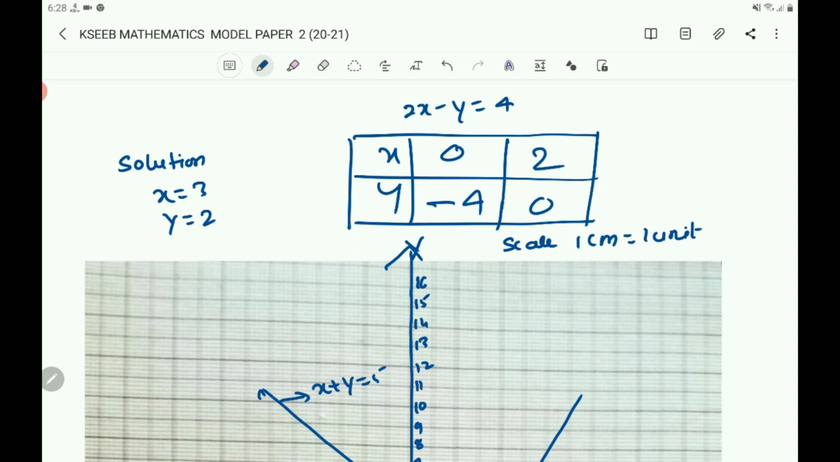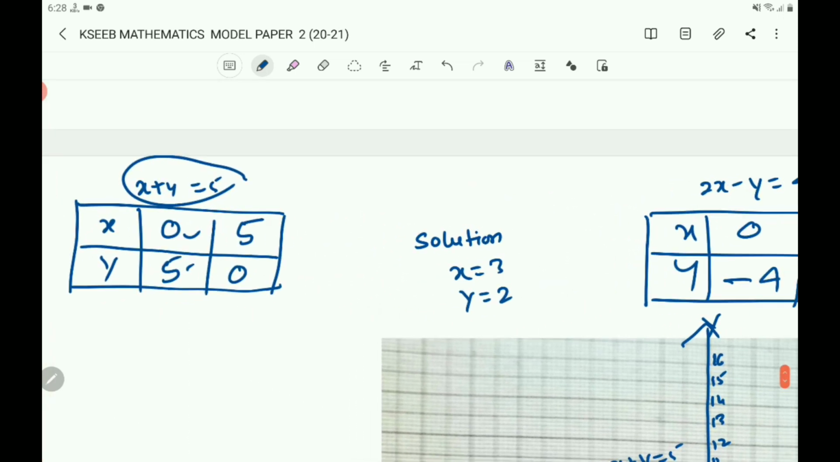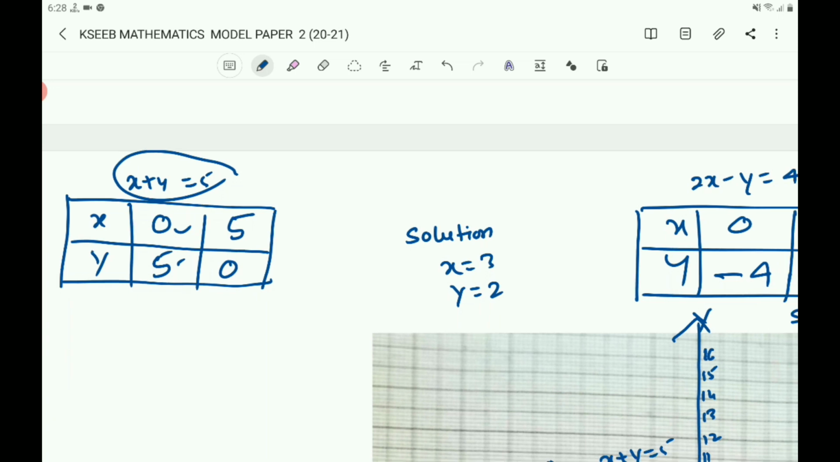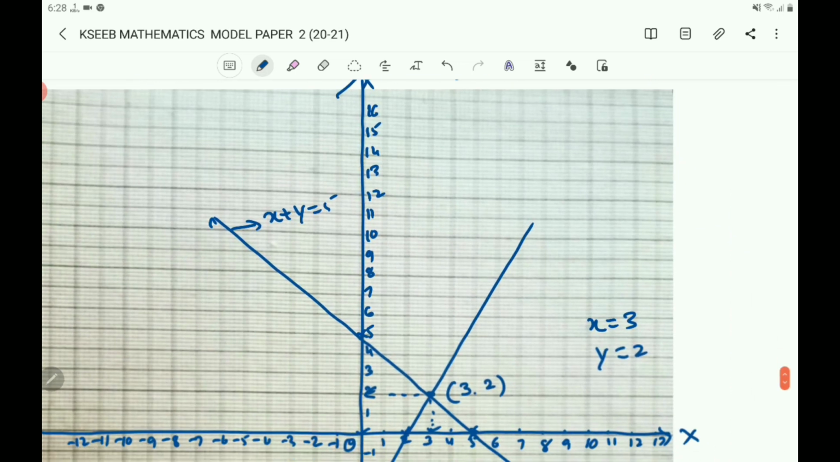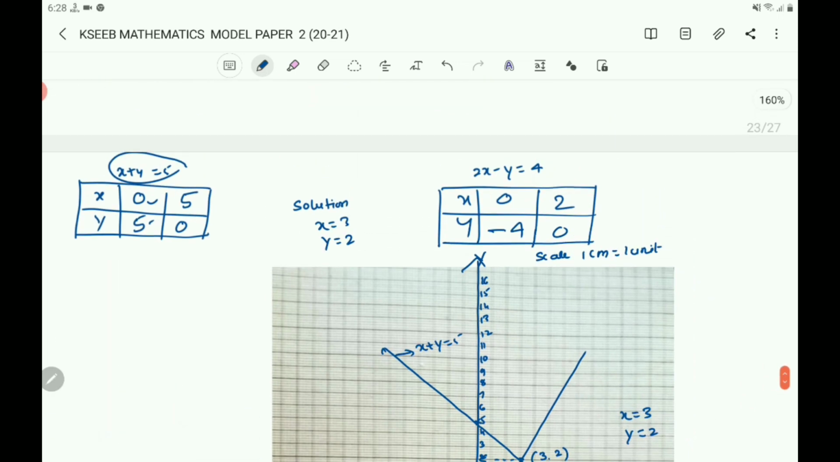Here you can verify. 3 plus 2 is 5, and 2 threes are 6, minus 2 you will get 4. So the values are correct. So you got the solution. This is one of the methods, by taking x as 0 and getting the value of y, and by taking y as 0 and getting the value of x.